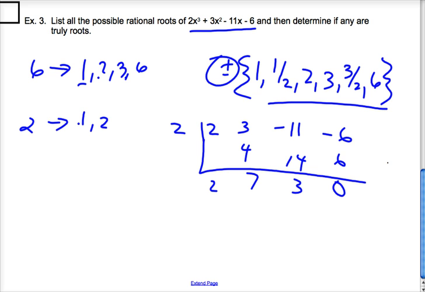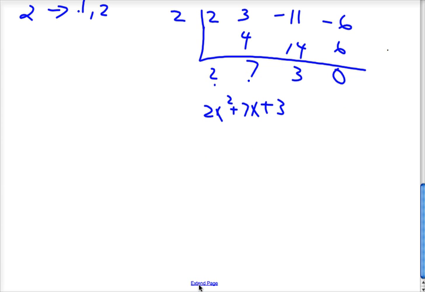Well, once you get down to, we don't need to keep trying these. Once we get down to 3 terms down here, 1, 2, 3, you need to realize that that's quadratic. And once you have a quadratic, go ahead and just try to factor it. So I just proved that 2 is a root, because there's a 0 at the end.